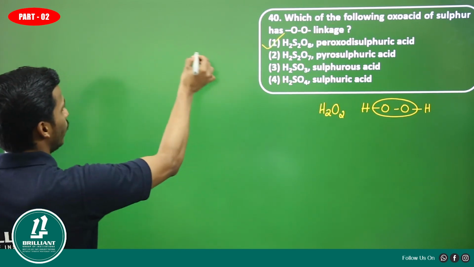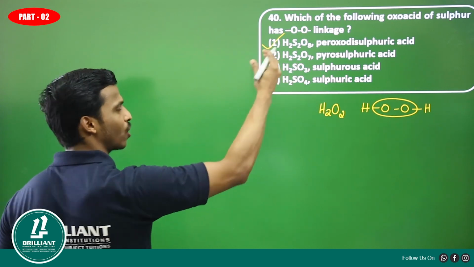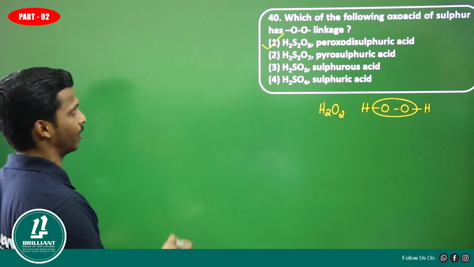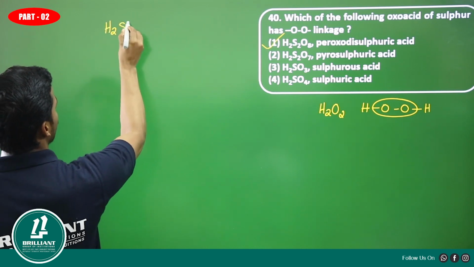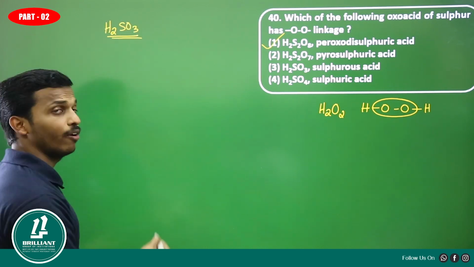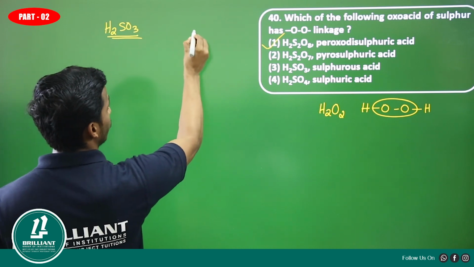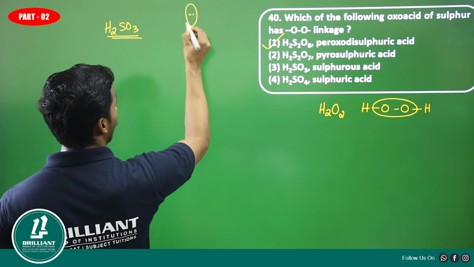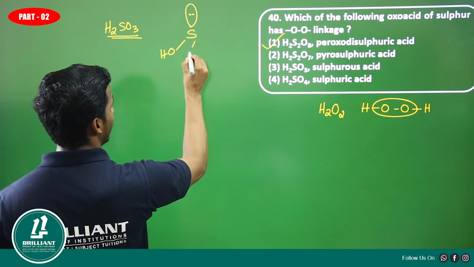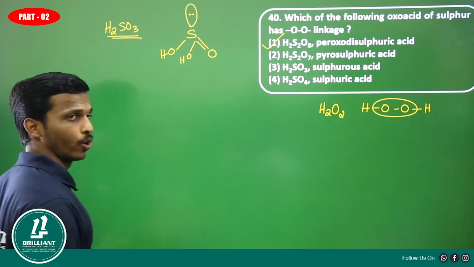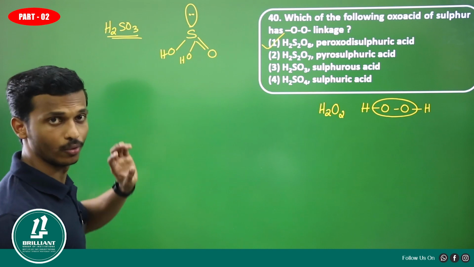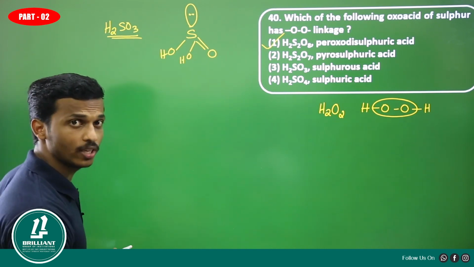How is that? We have studied the structure of all these compounds in grade 12 P block chapter, right? In the oxygen family, you have H2SO3. That is called sulfurous acid. What is the structure? Sulfur having one lone pair, 2 hydrogens connected by OH, and one more oxygen by a double bond. This is the structure of sulfurous acid. There is no OO linkage, right?